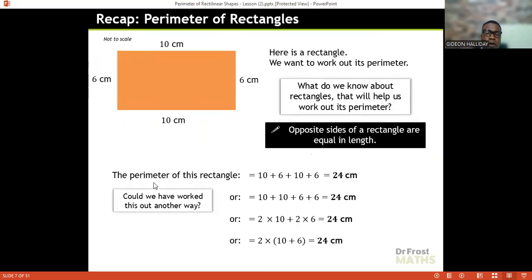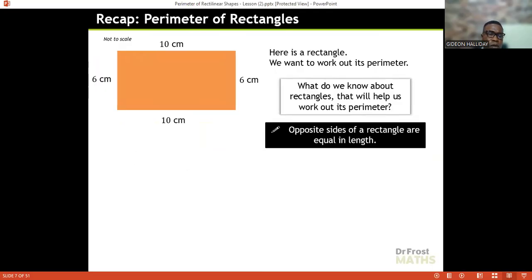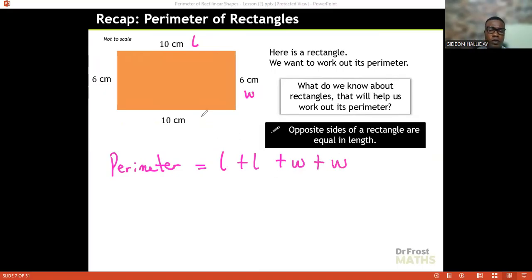Now, I could help you with the perimeter of a rectangle. So we could say perimeter is, let's say this is length and this is width, right? L plus L plus W plus W. So this is also L, right?